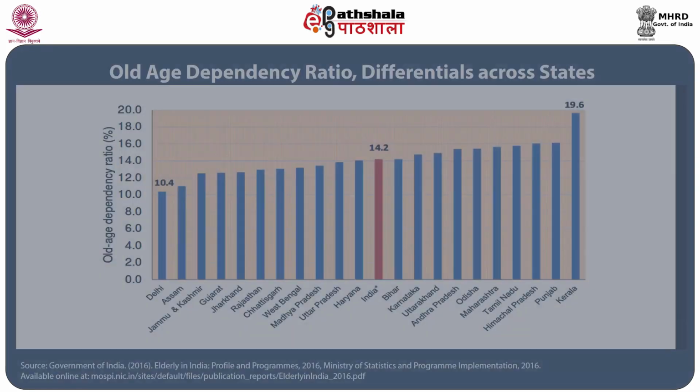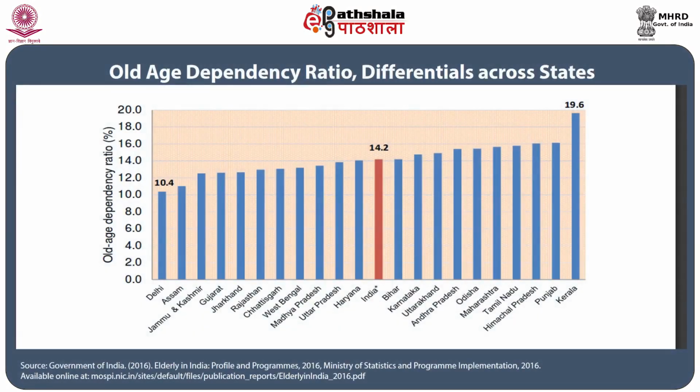The mortality experience among the general population as against the elderly population contributes to the faster growth of the latter group. Again, based on the 2011 census, the overall old age dependency shows that there are over 14 elderly per 100 working age population, with significant variations noticed across different states.